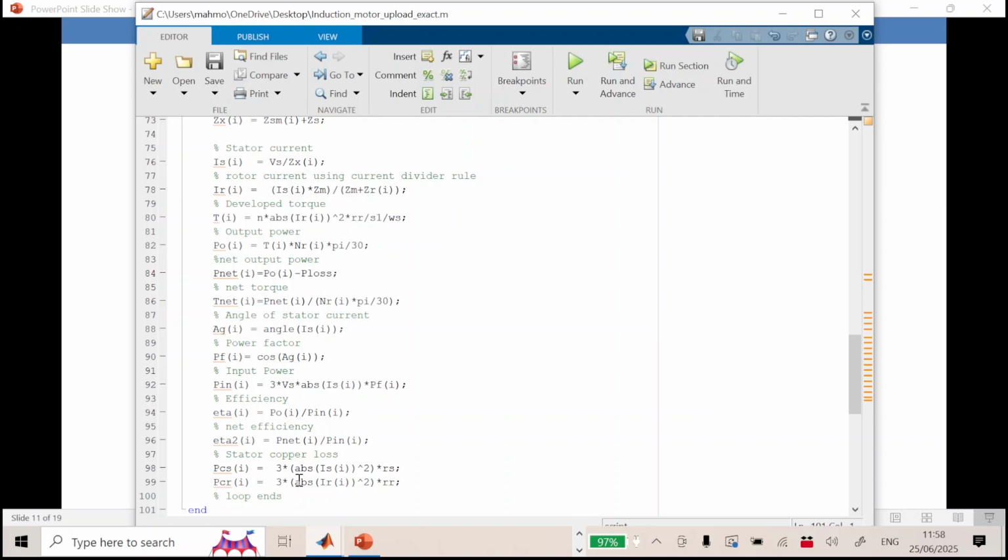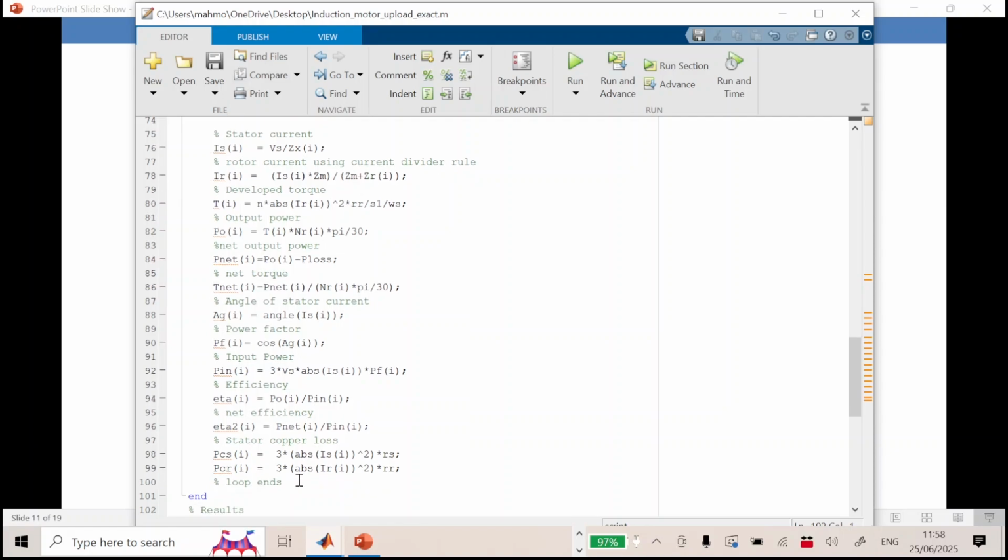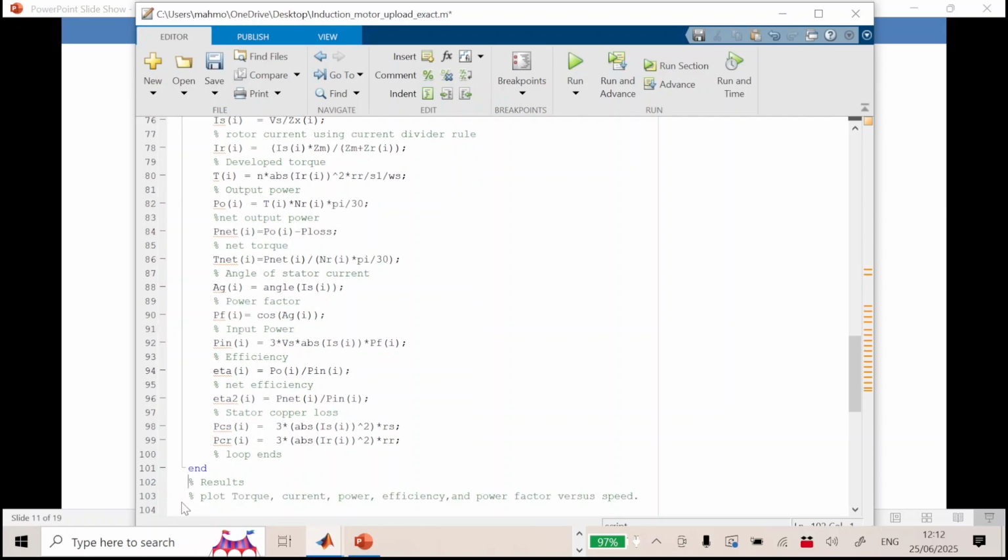Now we are going to the result stage. The last stage is the result stage. We need to plot torque, current, power, efficiency, and power factor versus speed. When we plot these figures, we are going to find the values at a specific slip, which is 2.5%.